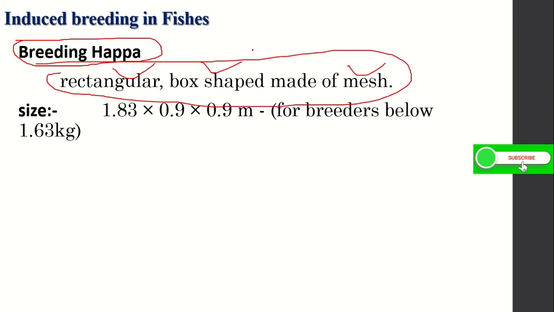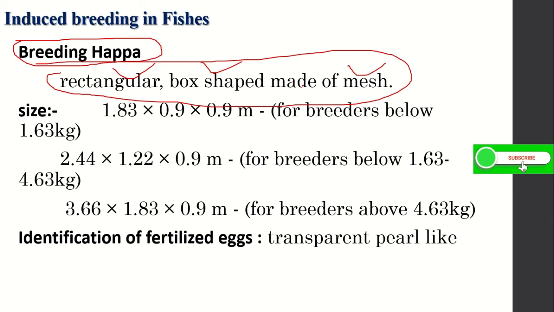After the completion of fertilization, how can we identify the eggs? The breeding hapas are suspended in the water, and afterward we can identify the fertilized eggs. Fertilized eggs appear transparent and pearl-like, whereas unfertilized eggs are whitish in color.